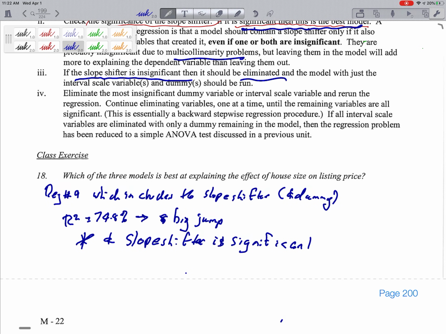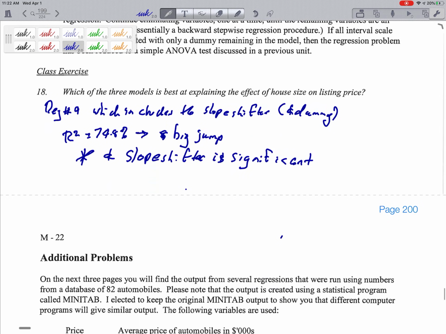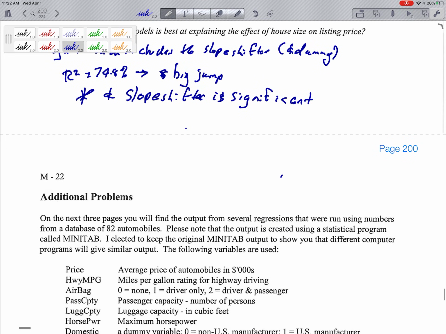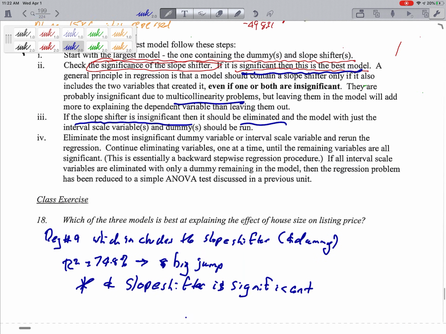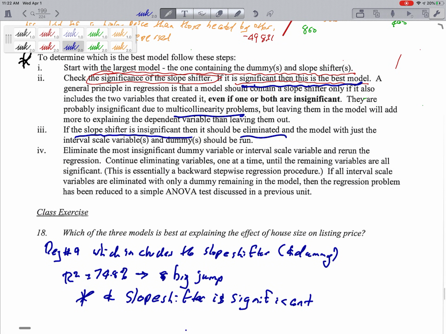All right, so that is it when we're talking about dummy variables. That brings us to the end of the unit. We've got some additional problems starting on page M22. But that is the end of this mini lesson. That's the end, actually, of Unit M, and that's the end of all of our lectures.